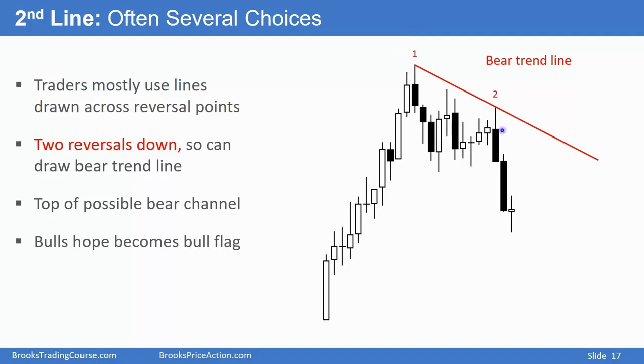Bulls see the bear channel and they hope that the bear channel is a bull flag, looking for two legs down, one pullback, two, and bulls are hoping this bear breakout fails and it's followed by trend resumption up. So bull trend, pullback, and then resumption of the trend. Bears are hoping for bull trend, double top, and the start of a bear trend.